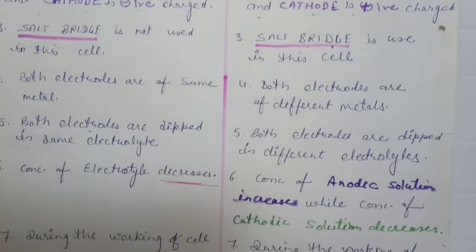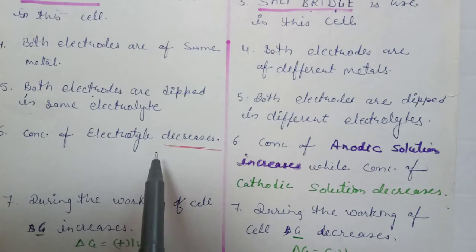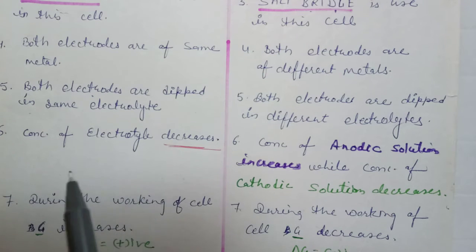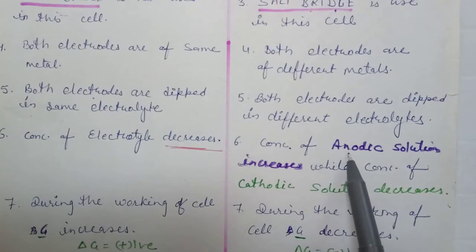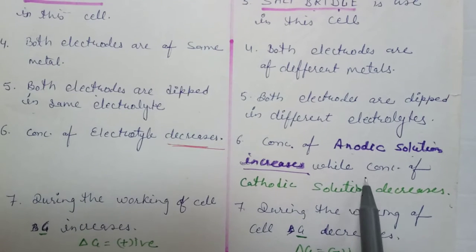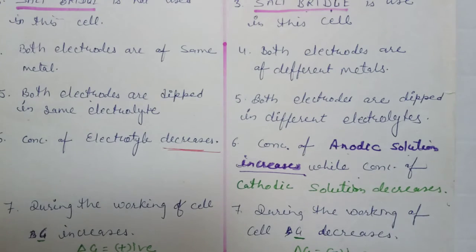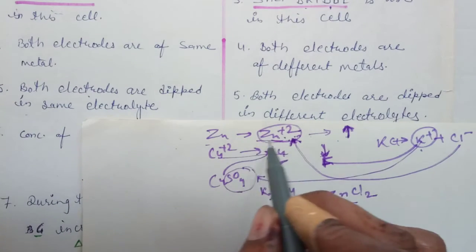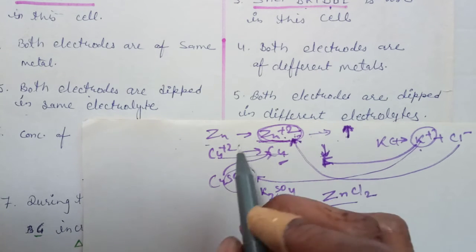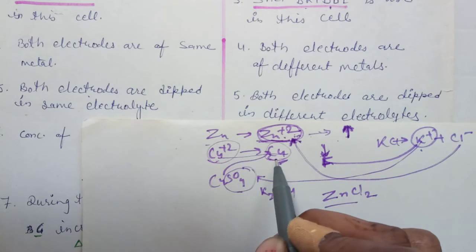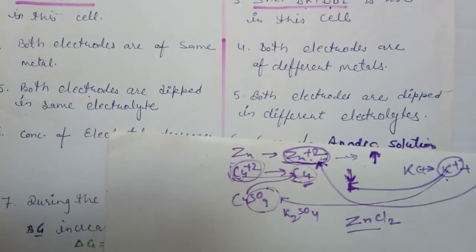Okay. Next, the concentration of electrolyte continuously decreases in electrolytic cells, while in an electrochemical cell there are two changes, at the anode and at the cathode. The concentration of the anodic solution increases while the concentration of the cathodic solution decreases. I have told you that in the Daniell cell, Zn is oxidizing to Zn+2. So Zn+2 ions go into the anodic solution and the concentration increases, while Cu+2 ions are reducing to Cu. So the Cu+2 ions are decreasing, meaning the concentration of the cathodic solution decreases.